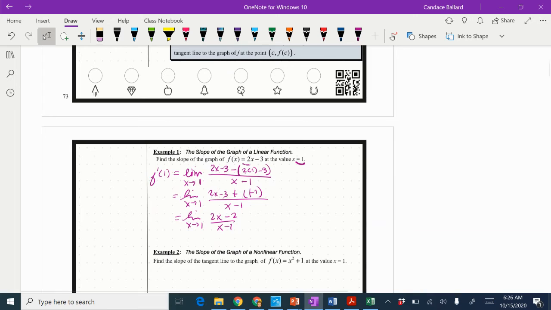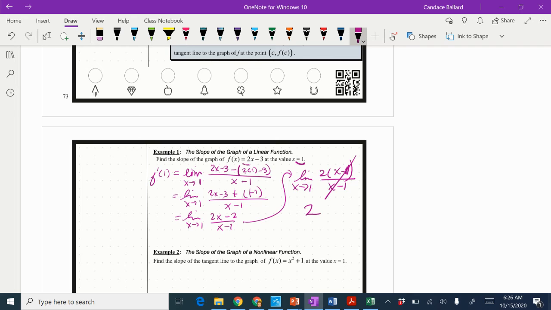And now we're going to go ahead and officially plug in that 1. So we have 2 times 1 minus 2 over 1 minus 1. I'm not going to officially plug that in because look at what I'm getting. I'm getting 0, aren't I? So I have to do a little bit more limit work, don't I? So I'm going to factor the 2 out of the numerator. So the limit as x approaches 1 of 2 times x minus 1 over x minus 1. Those cancel, and lo and behold, our slope is 2, which is what we expected.